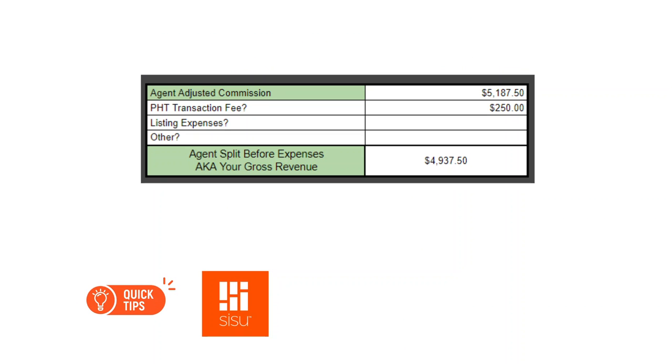We talked about that language again being really generic. So my suggestion would be get familiar with your team's software, get into Sisu and take a look around. You should be seeing these details in there. If it's listing expenses like photos or staging or sign placement, if you have a transaction fee on your deals, that's going to show up here, but the language around it is going to be within Sisu. It's not going to be in this email. So if you have questions, Sisu's the first place to go and take a look.